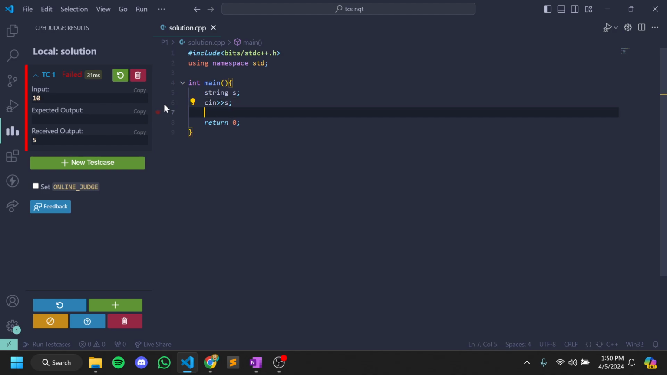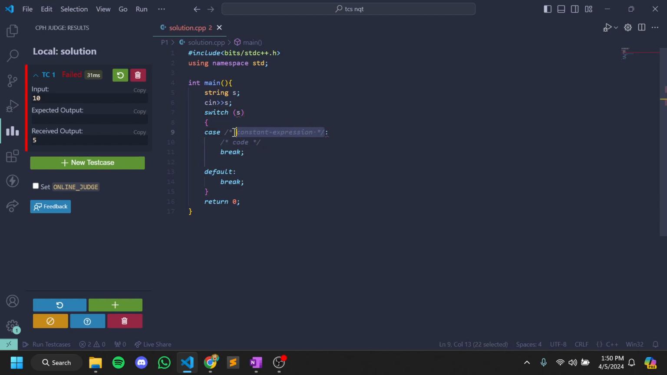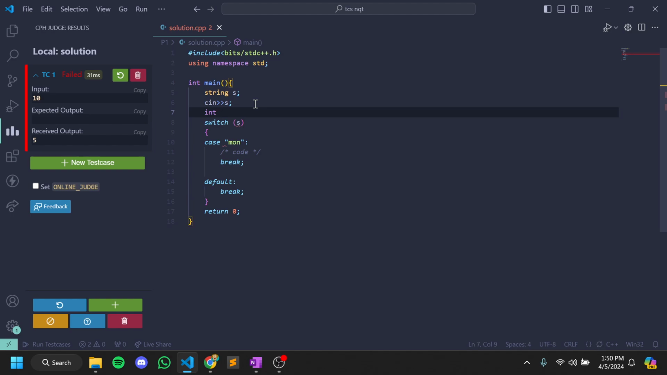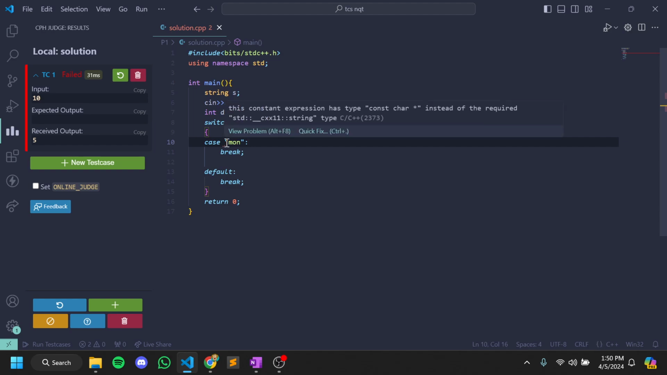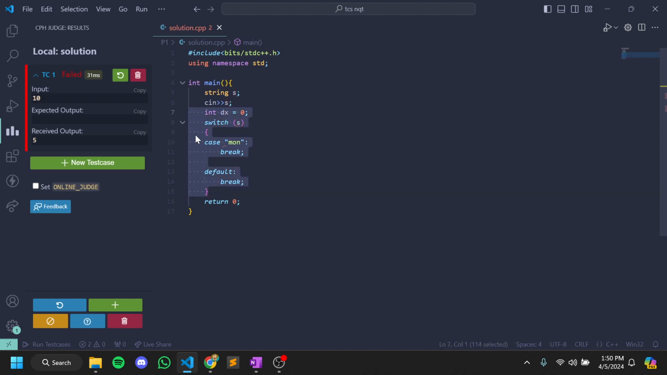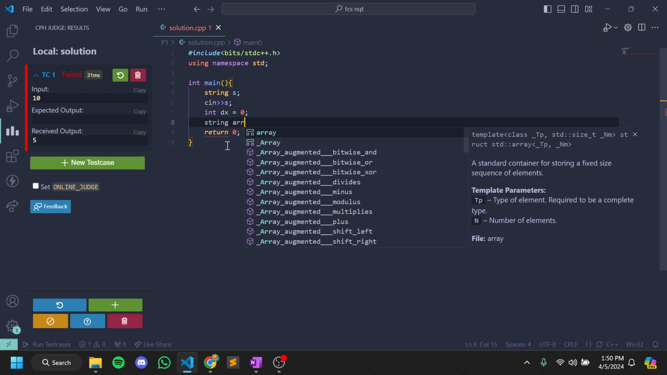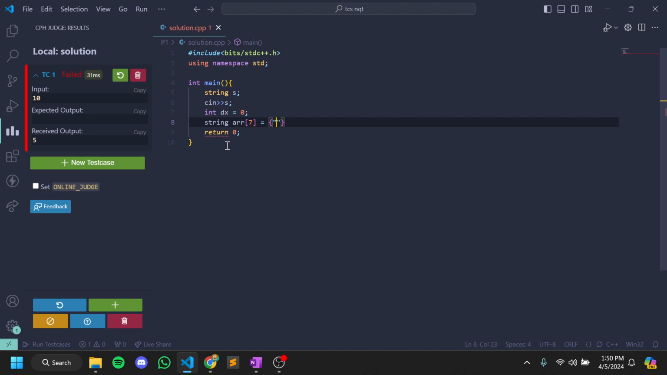Take the input of s, and we can just form a switch case mon. So for this particular scenario, let's just calculate our dx. Some errors, as type const char instead of string. So this will give some errors. So instead of switch, I'll recommend forming an array of 7.